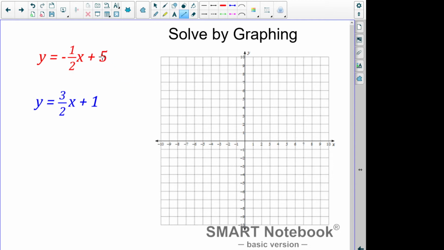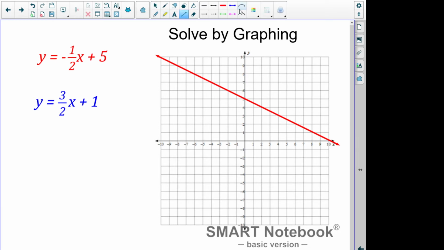I can tell that this line here starts at 5 on the y-axis. That's my y-intercept, and so that gives me that point, so there's my point to start with. And then it has a slope of -1/2, so that means every time it goes down 1, my rise is -1, my run is going to be +2. Down 1, over 2, down 1, over 2, and so I can kind of map that line out. And I'm going to extend it on the other side here, just to show that it goes forever in both directions. Alright, so there's one line, and then let's graph the other line.